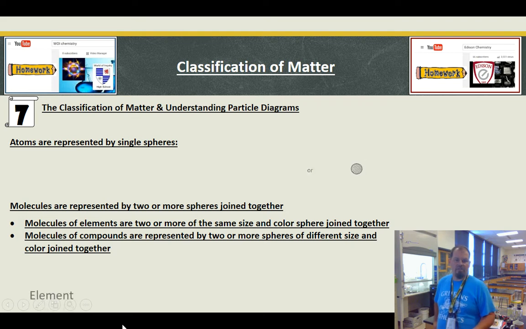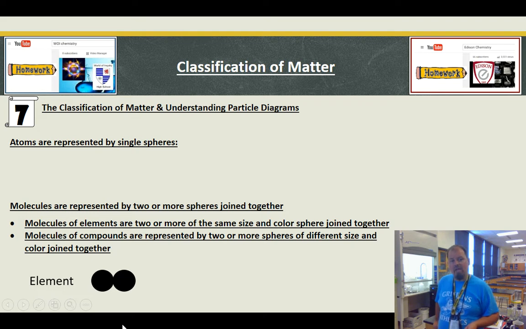Okay? Molecules of elements are, because of the word elements, 2 or more of the same size and color spheres joined together. So an element would look like this. This is what we call a diatomic element. Di, 2, atomic, atoms, element. 2 spheres, same color, same shape. Bam. Okay, so we do have things called diatomic elements. I don't want you to be confused and think that this is a compound. It's not a compound. It's 2 of the exact same thing.